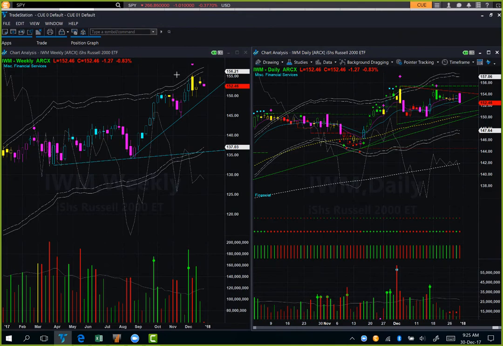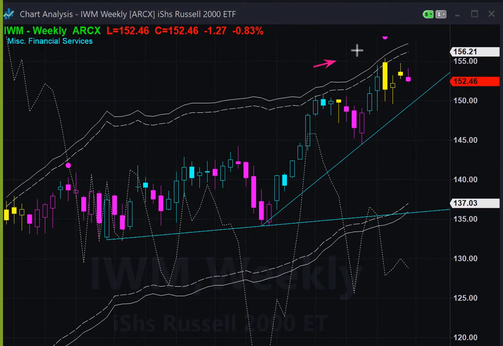Russell 2000 ETF, IWM, this also displayed a bearish headwind signal in weekly several weeks ago. For 3 weeks, the backdrop candle color was yellow, neutral, and this week, backdrop candle color has turned bearish, magenta. The shape is also bearish with long upper tail.